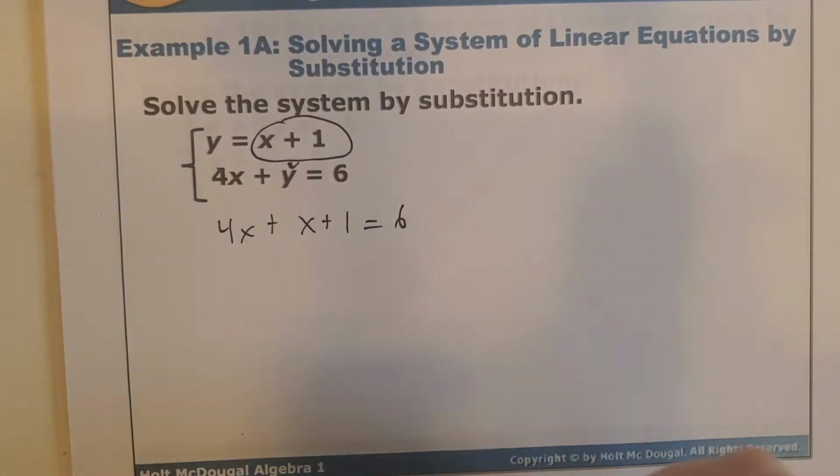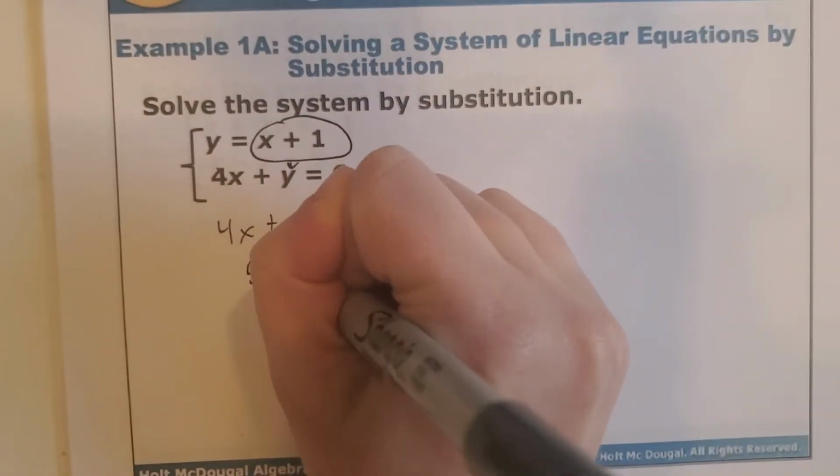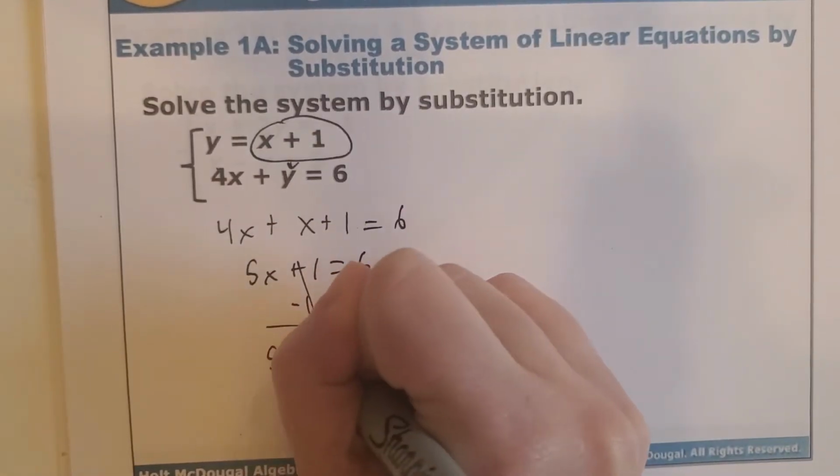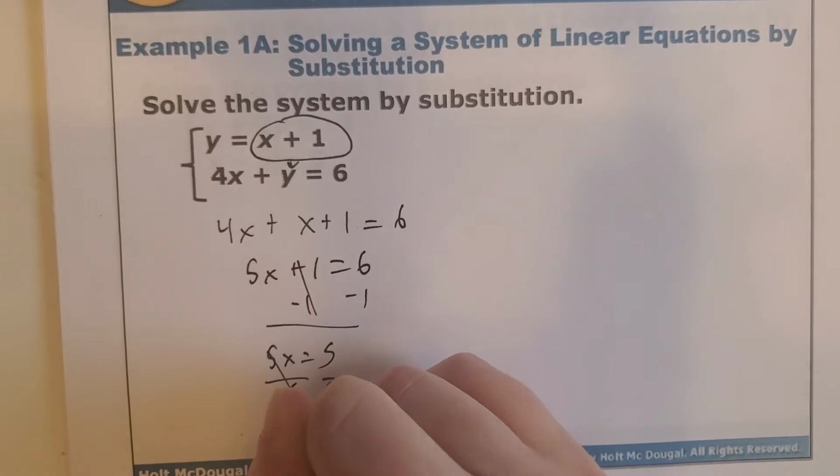And then we're going to do the same exact thing. Combine like terms. Minus 1. Divide by 5.